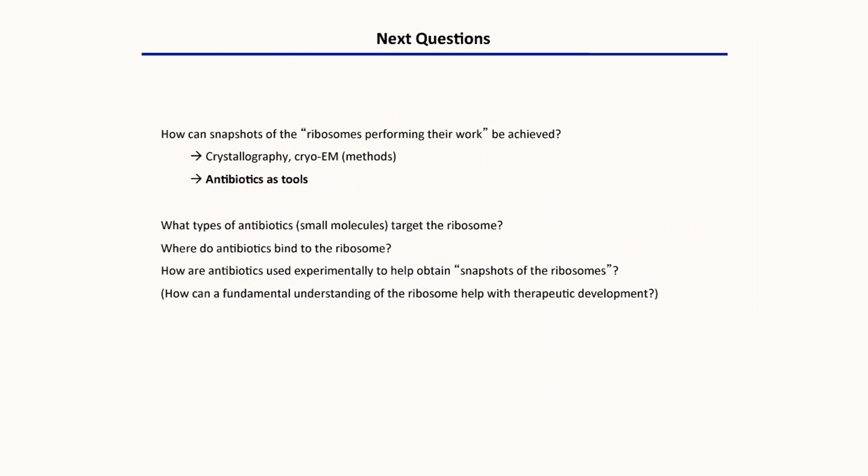Where we're going to focus for the rest of today and probably the beginning of Monday is thinking about the use of antibiotics, small molecules that inhibit bacterial growth, as tools for studying ribosome function. A few questions related to that. First of all, what types of antibiotics target the ribosome? Where do they bind to the ribosome? And how can we use them experimentally?